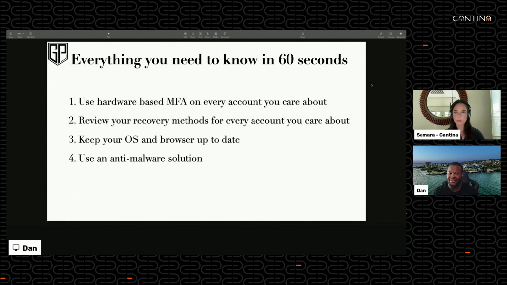So the faster that you update those things, the more likely you are to be protected. And then lastly, using an anti-malware solution. If you do get exploited, specifically on your main computing device, your desktop, you want to make sure you have an anti-malware solution. So at a high level, those are the recommendations that are going to come out of this presentation.